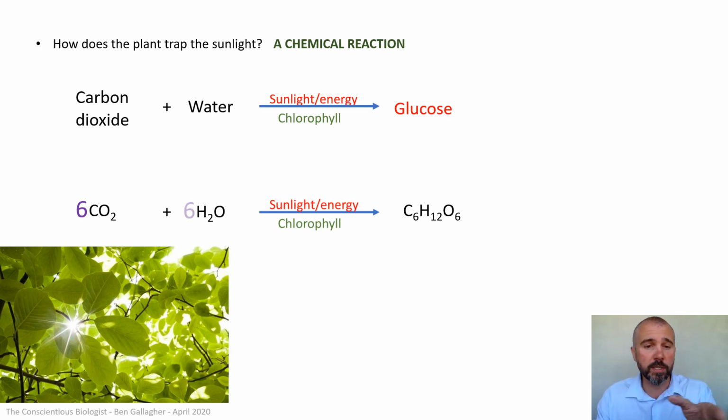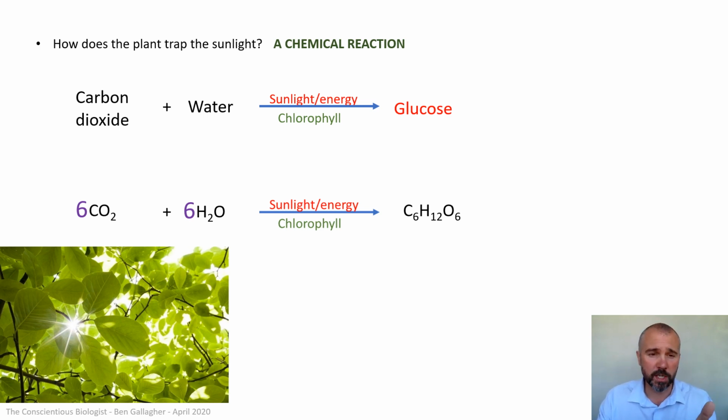To get the 12 hydrogens, you're going to need 6 water molecules, because you can get 2 hydrogens from each water molecule. Now, 6 carbon dioxides and 6 waters are more than enough to give you all the carbon and hydrogen you need for a glucose. But let's have a quick look at the oxygen situation.